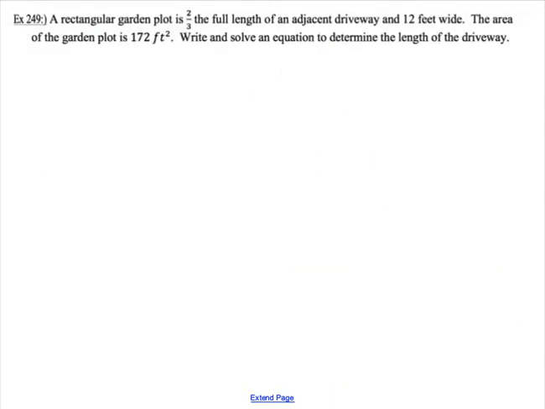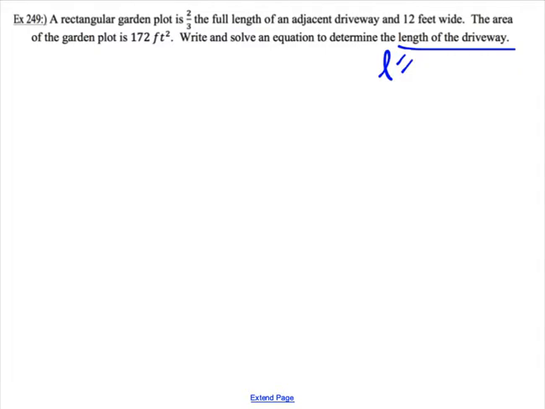Example 249, a situation problem. A rectangular garden plot is 2/3 of the full length of the adjacent driveway and 12 feet wide. The area of the garden plot is 172 square feet. Write and solve an equation to determine the length of the driveway. Well, first, we're going to make L equal the length of the driveway.